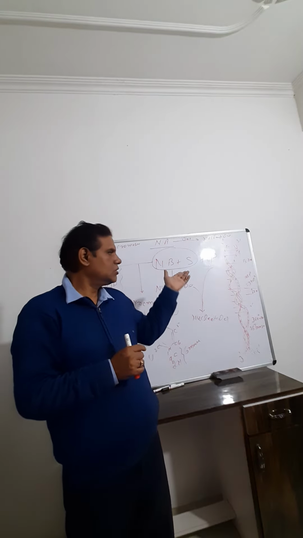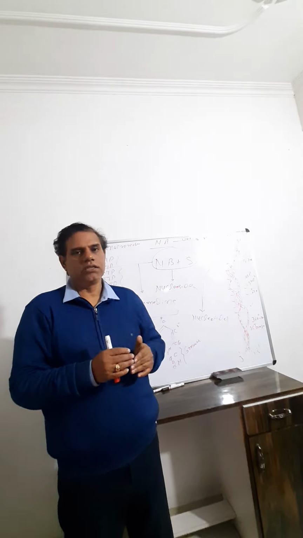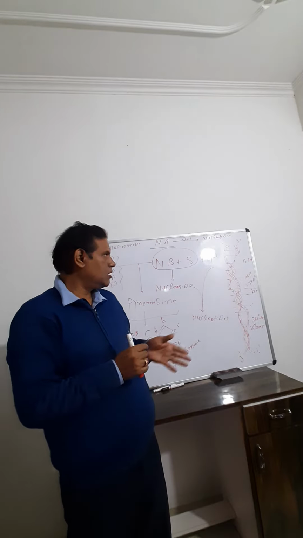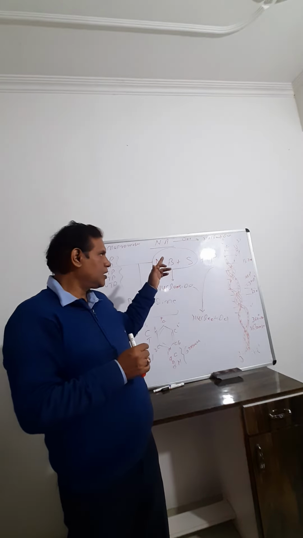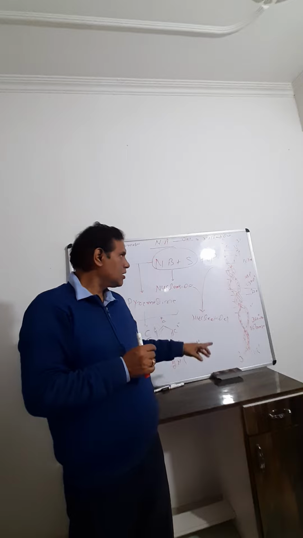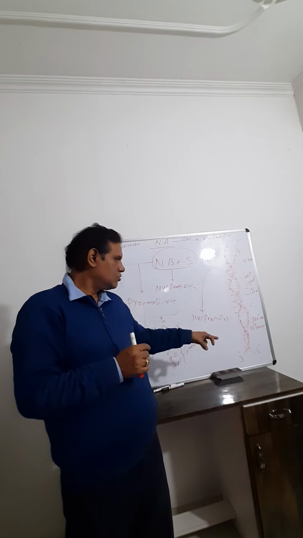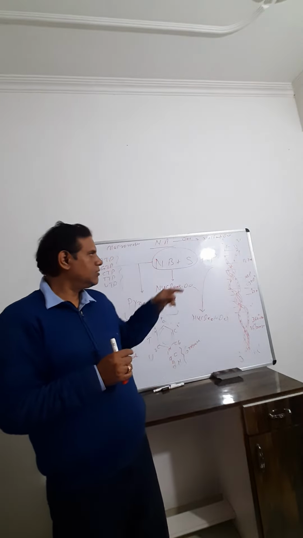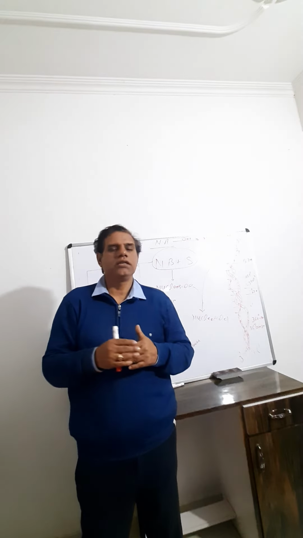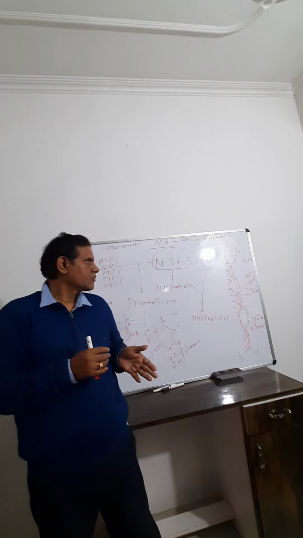The most common DNA in the human body or animal body is B-DNA, which is anti-parallel, because 5 prime starts and ends at 3 prime, and 3 prime goes to 5 prime. So these are anti-parallel DNA. B-DNA is anti-parallel DNA.